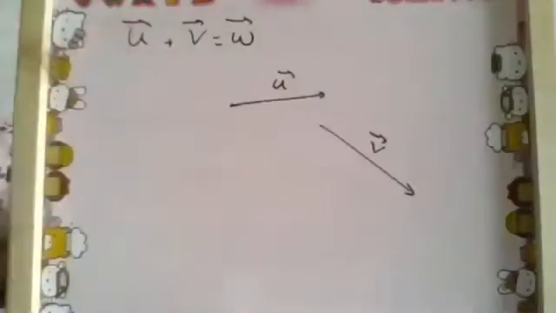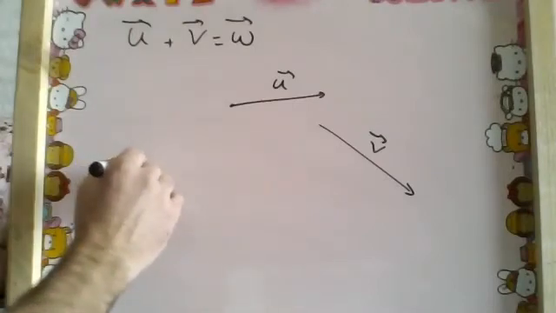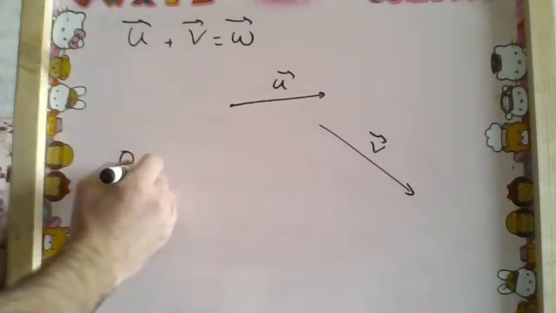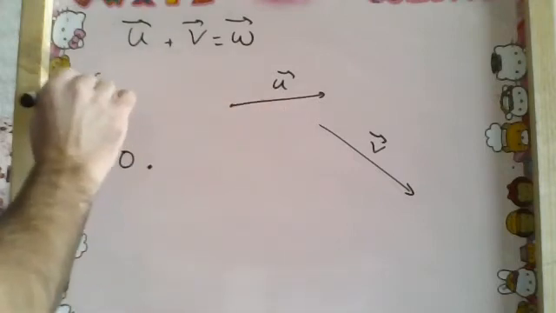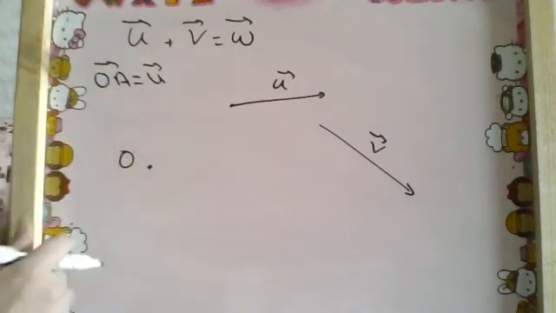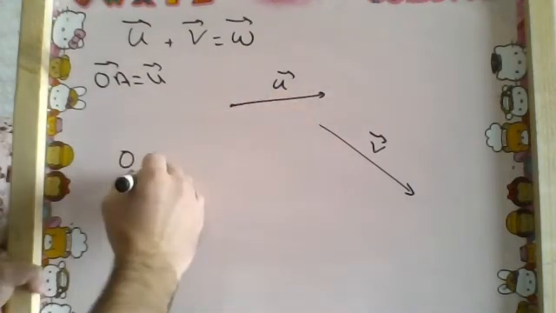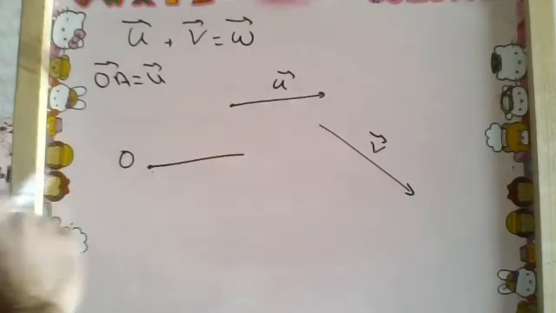How to draw this vector w, or how to find this vector w? Consider any arbitrary point in the plane. Let's say point O. Any point, from O, you draw a vector, let's call it OA. OA is equal to vector u. How to plot point A? From O, you draw a line parallel to the direction of u in the same sense and of same magnitude.